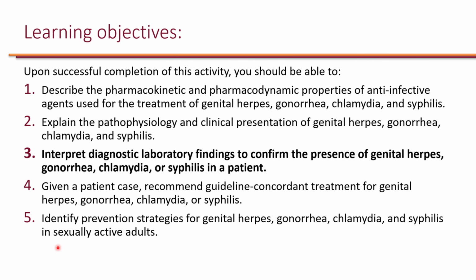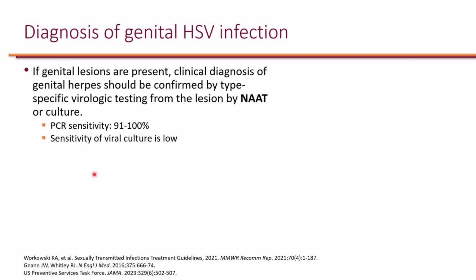We described the pharmacokinetic and pharmacodynamic properties of anti-infective agents used for the treatment of STIs, and explained the pathophysiology and clinical presentation of some of these STIs. Now let's interpret diagnostic laboratory findings to confirm the presence of genital herpes, gonorrhea, chlamydia, or syphilis in a patient. Let's take a look at diagnosis of genital herpes simplex virus infection.